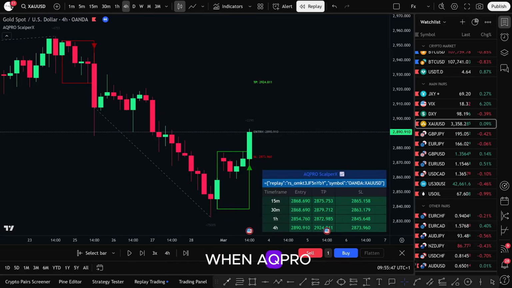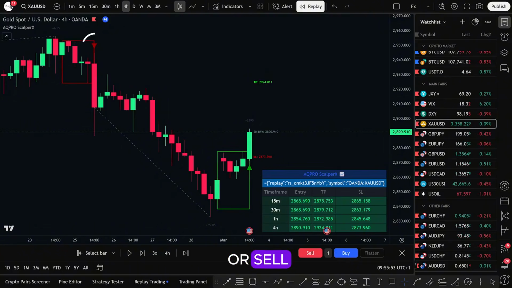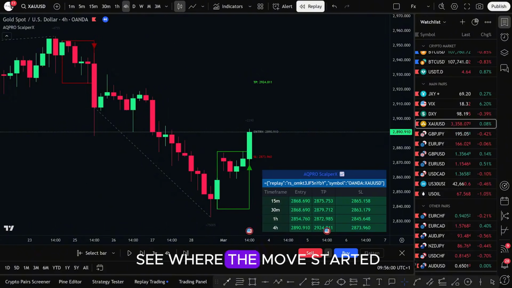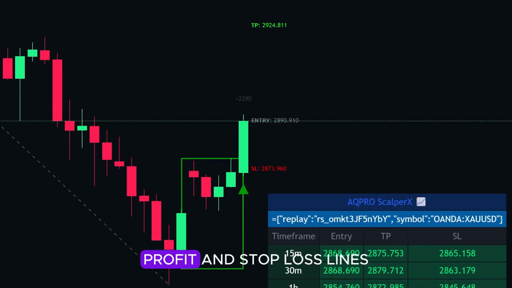Here's what you see when AQPRO ScalperX loads on your chart. Green and red arrows show where to buy or sell. Each arrow comes with a colored box that shows the price breakout area, so you can clearly see where the move started. Once a signal appears and the candle closes, the indicator draws your take profit and stop loss lines.